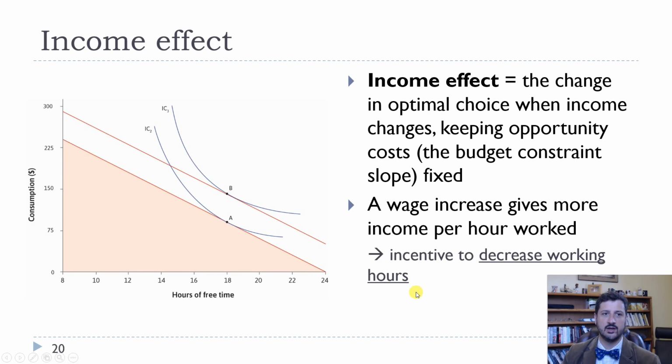Let's see what happens in our example. We can change these effects. As we'll see, we're going to increase the wage, and that's going to lead to two different effects. First, we're going to look at the income effect. The income effect is the change in the optimal choice when income changes, keeping the opportunity cost fixed. The way we look at that is that we just shift up our budget constraint to the new point and say, in that case, the wage is the same, so what happens to hours worked? A wage increase gives more income per hour worked, and so the incentive in this case is to decrease working hours. I can work less, but still get the same amount of income. That's how I think of the income effect, and it decreases the amount of working hours.